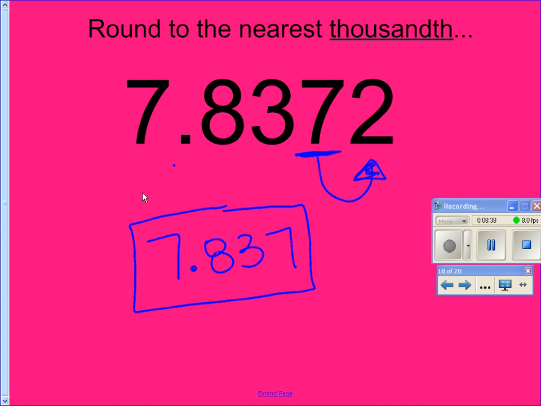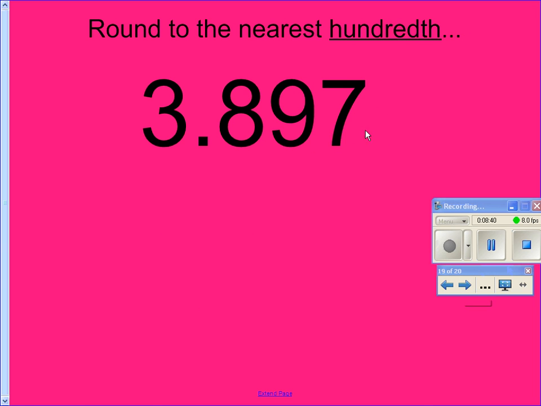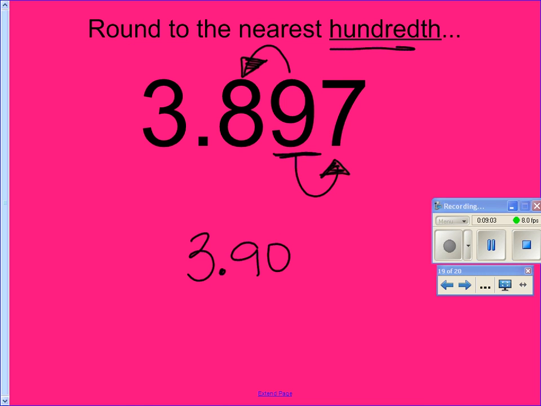Okay? And last but not least, we're rounding this one to the nearest hundredths place. What number is in the hundredths place? The 9. The 9 looks to the 7. The 7 tells the 9 to go up, so the 9 tells the 8 to go up. Okay, so this would be 3 and 90 hundredths. Yes, you have to have the 0 because you're rounding to the hundredths place, so there should only be 2 places after the decimal.